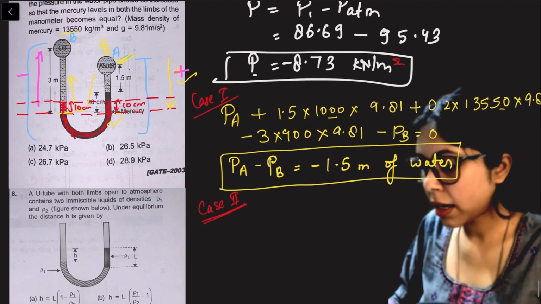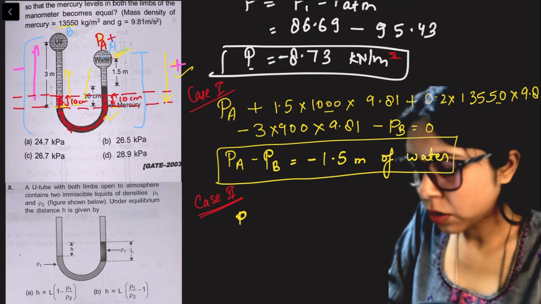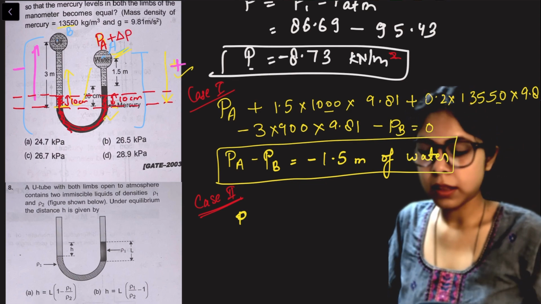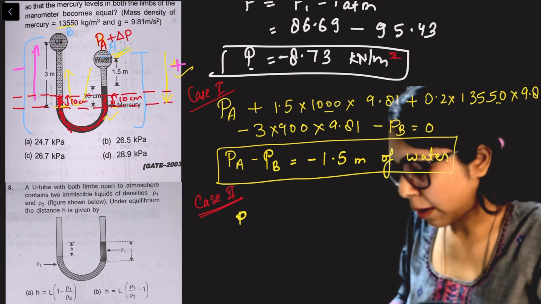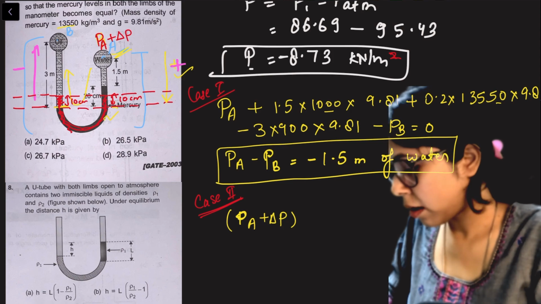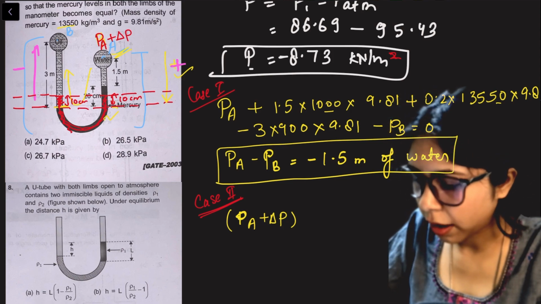Let's write the equation again. So I have now, we must have increased some pressure. So it is not PA anymore, it is PA plus some increment. That's why this height came down. So now I will take PA plus delta P. And before this, see this new height is water height.